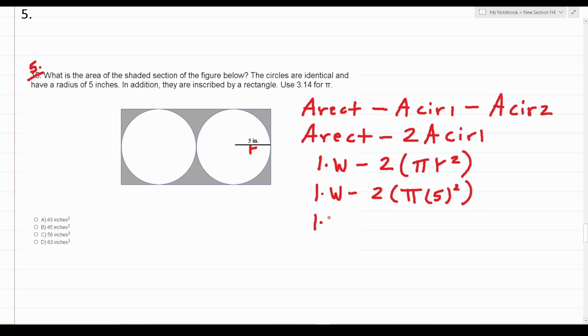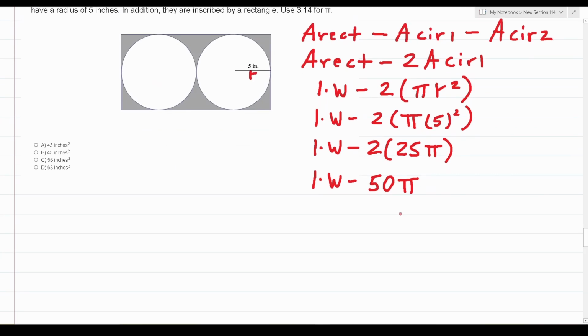This becomes length times width minus 2 times, what is 5 squared? 5 squared is 25, so this becomes 25 pi. And what is 2 times 25 pi? Well, that's going to be 50 pi. All right, so clearly we've worked this out as much as we can, and now we've hit a little bit of a roadblock insofar as we don't know what the length or width of this rectangle is.